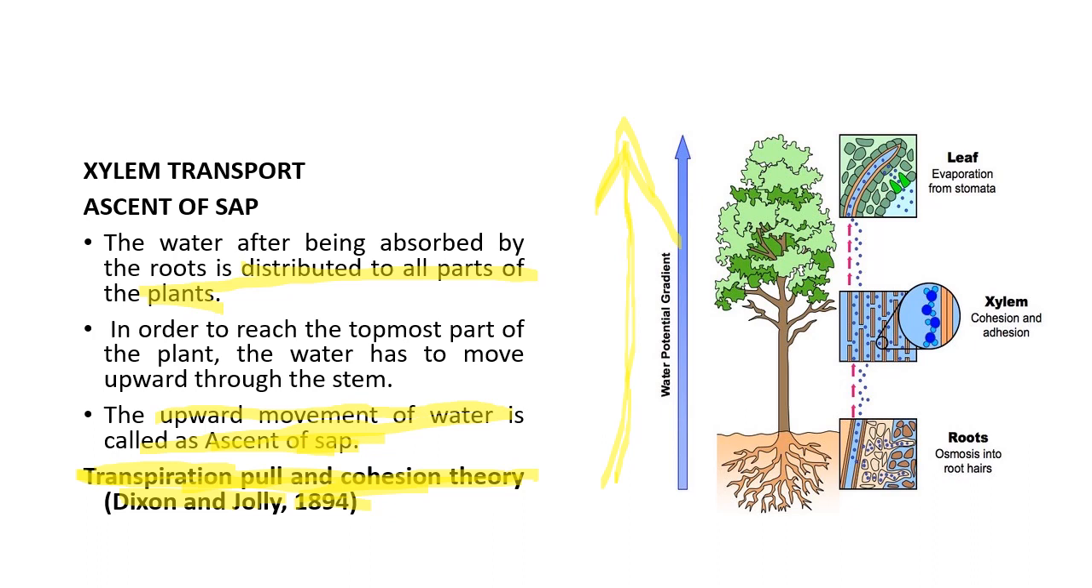So as the transpiration occurs in the leaves, the water gets absorbed through the roots, and this will continue as the transpiration occurs in a routine manner. This physical force that is caused due to the process called transpiration is known as transpiration pull. So that is the first part of this theory.